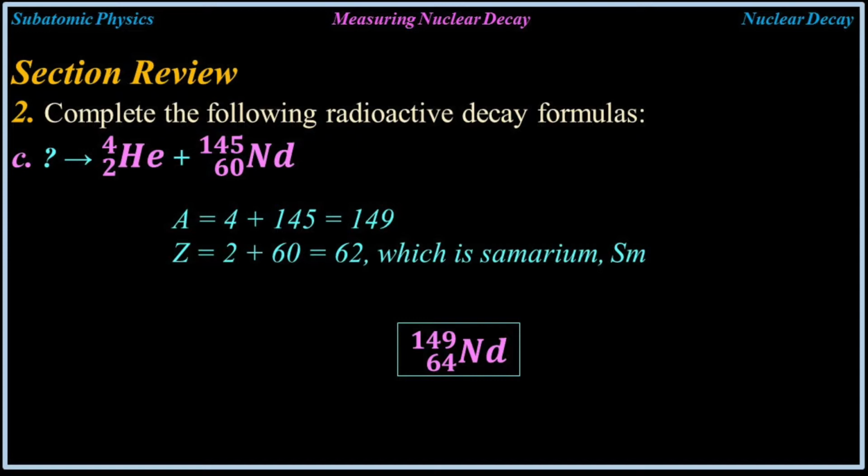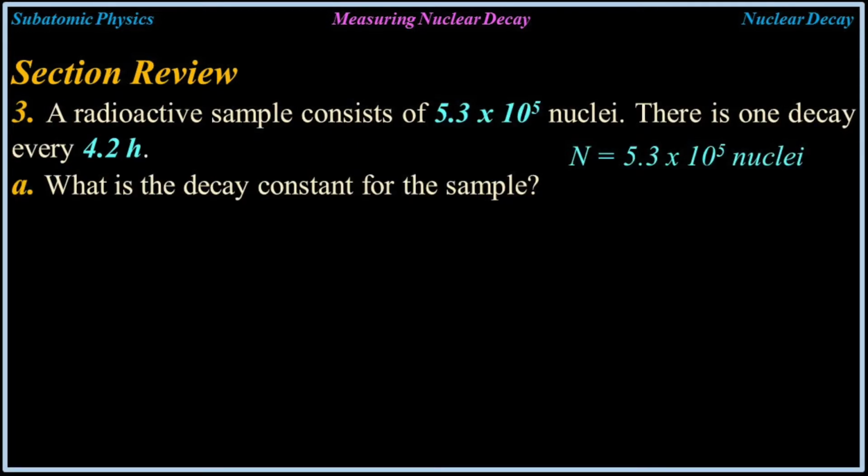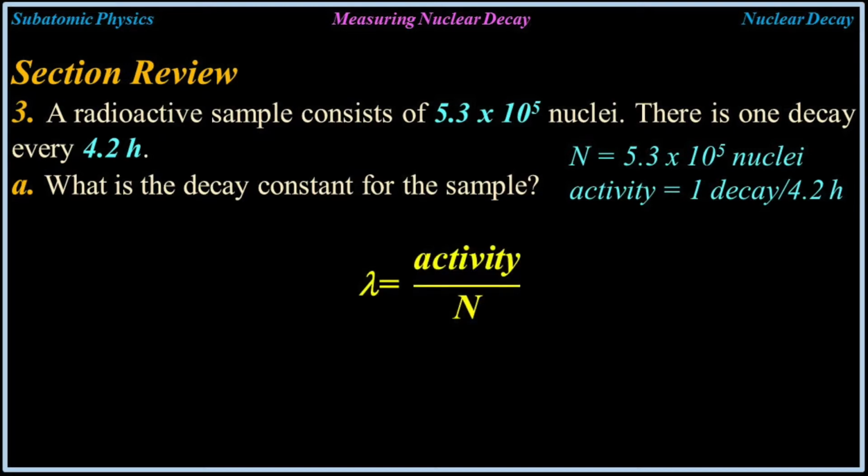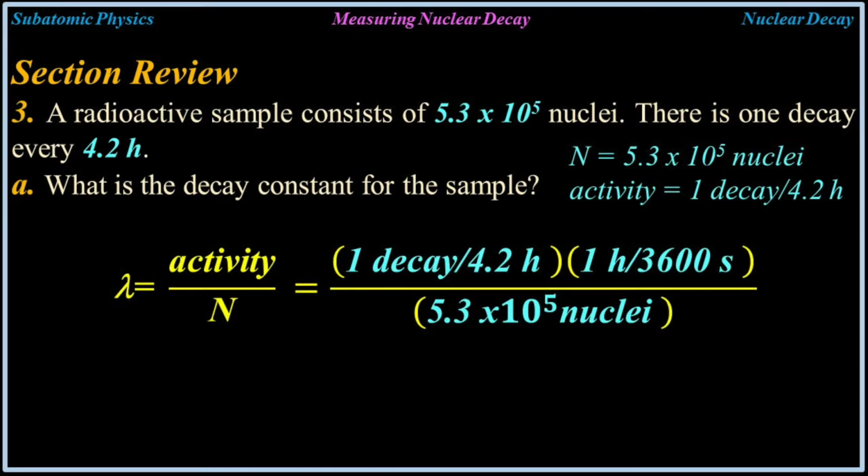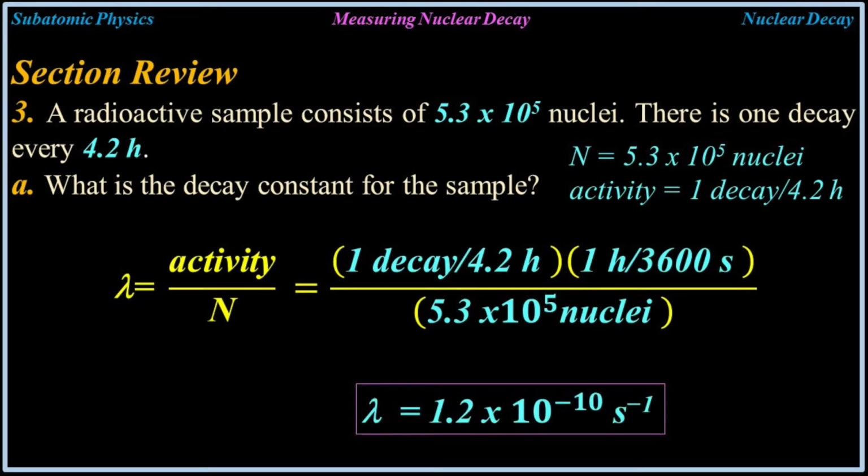Okay, and that's it. A radioactive sample of 5.3 times 10 to the 5th nuclei, there is 1 decay every 4.2 hours. What is the decay constant for the sample? So what are we actually trying to solve for? I think we're trying to solve for just a very quick lambda. So plug in, list everything, plug in, and there you have it.